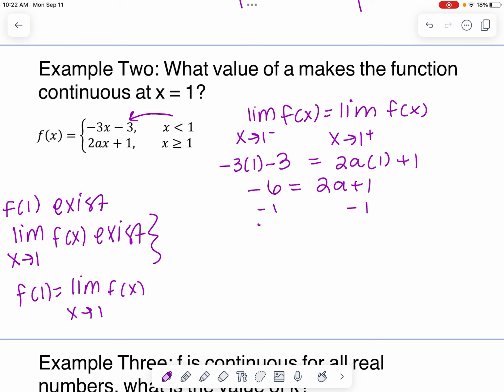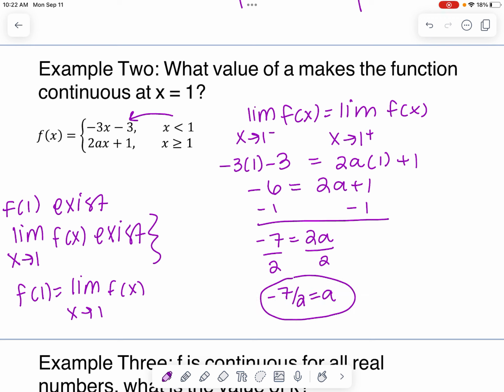I'll subtract 1 on both sides. I'll get negative 7 equals 2a. And then I'll get negative 7 halves equals a. And that's our answer. If you wanted to check your work, you would just put it in Desmos, and you would see that they connect.